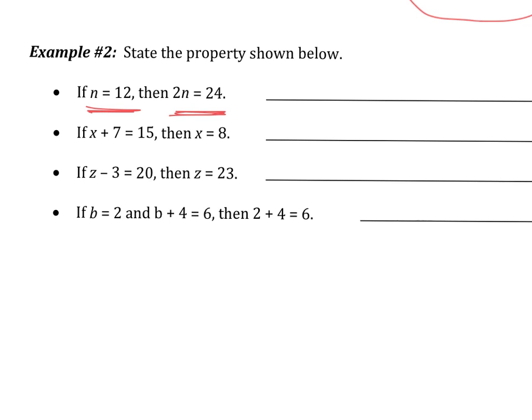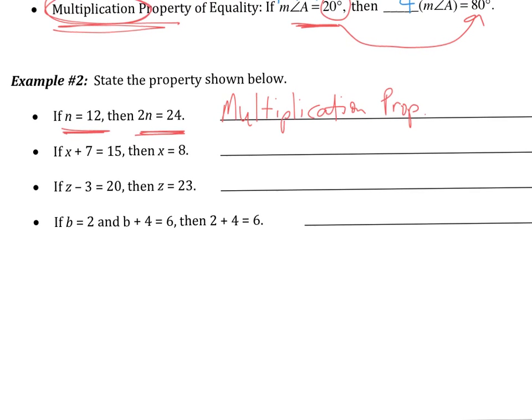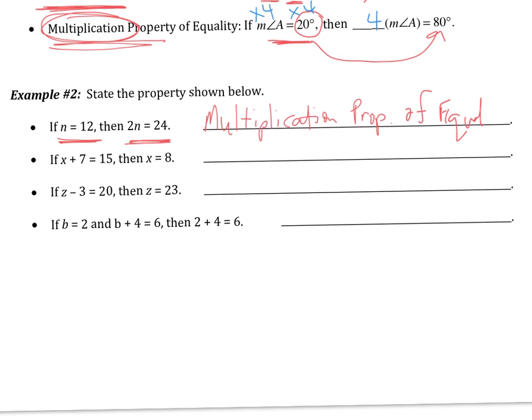What's happening to both? All right, you're multiplying. So you're using what is known as the multiplication property of equality. And you can abbreviate, okay, property, prop of equality. Okay? All right, so notice, he noticed that we're multiplying both sides by 2. All right? The middle one, second one.